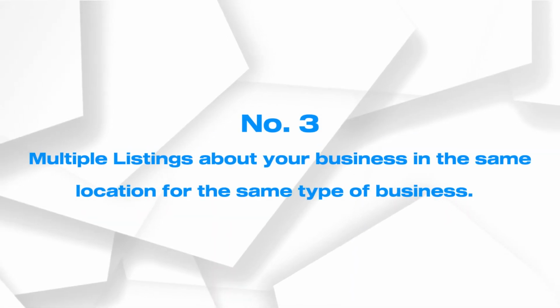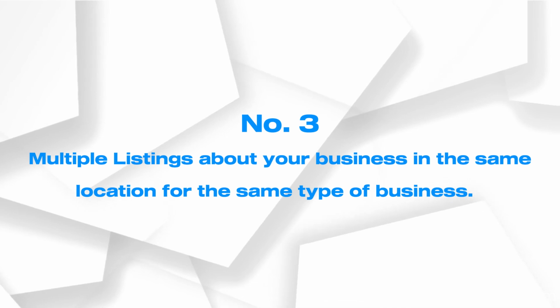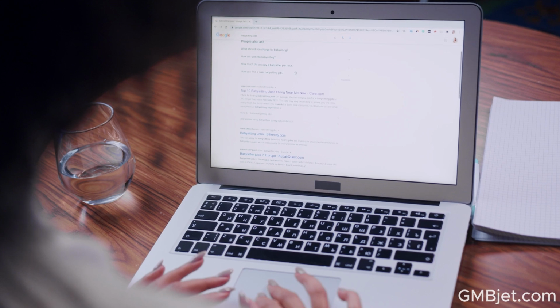Okay, now the next reason why this happens is multiple listings about your business in the same location or for the same type of business. So if you have multiple listings within the same local area or within the same miles radius, and obviously for the same type of business, this is also a potential reason to get your business suspended.